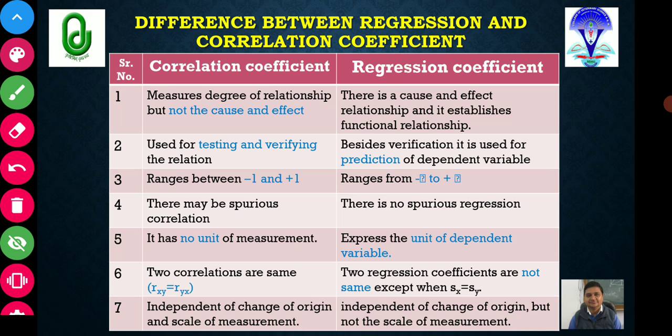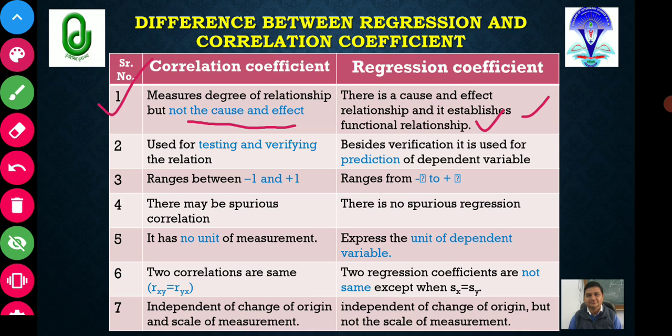The first difference: the correlation coefficient measures degree of relationship but not the cause and effect relationship. I have already told that correlation coefficient is not a cause effect relationship. It measures the degree of relationship, whereas the regression coefficient is a cause effect relationship, and it establishes a functional relationship. It establishes a formula. It will establish an equation where you will be putting some value and you will get the value.